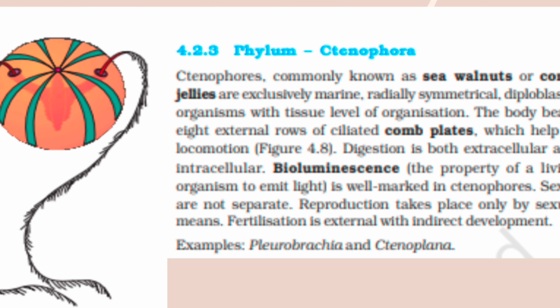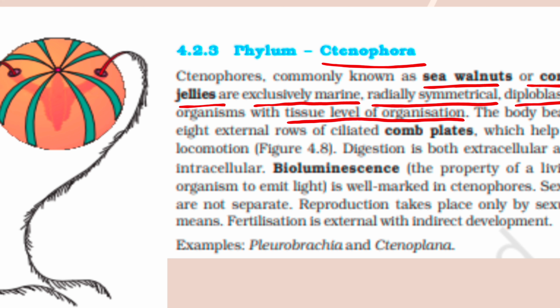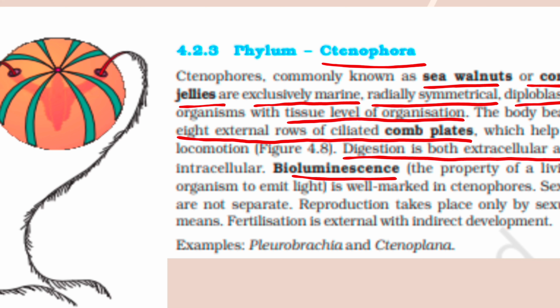Third phylum is Ctenophora. Ctenophora is commonly known as sea walnut or comb jellies. It is exclusively marine, radially symmetrical, diploblastic, and it has tissue level of organization. The body bears 8 external rows of ciliated comb plates. Remember the two key features: 8 external rows of ciliated comb plates, and the second is bioluminescence. Digestion here is both extracellular and intracellular.